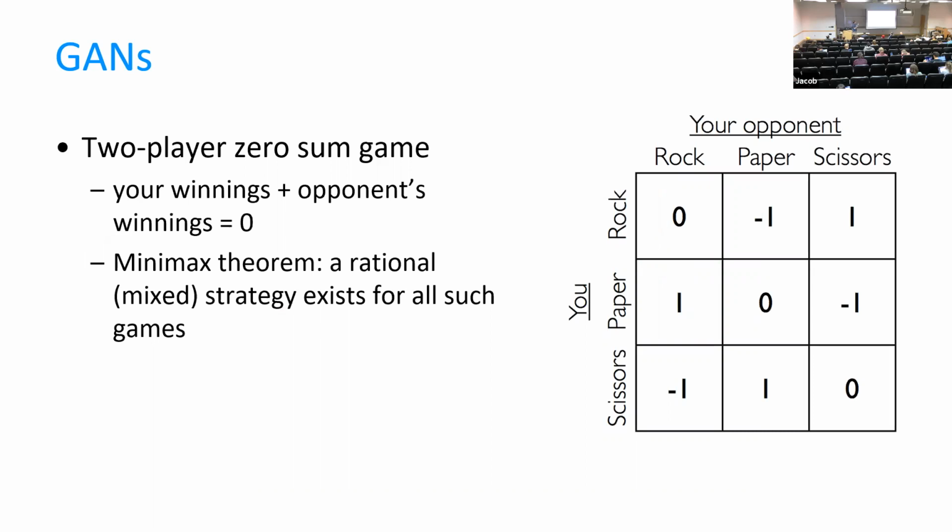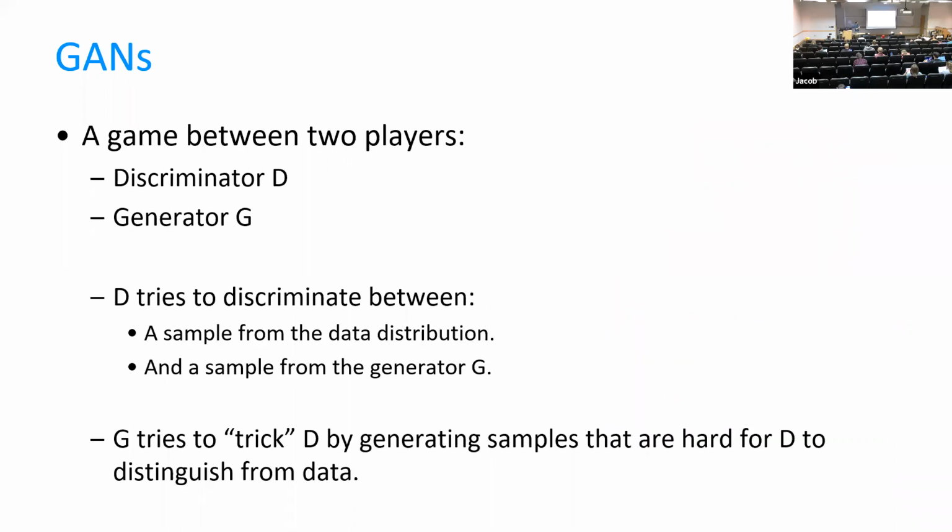So we are going to set up a 2-player zero-sum game between a generator and what we will call a discriminator. We're going to basically train 2 neural networks to compete with each other. A zero-sum game comes from game theory, and it is a map of decisions for you and your opponent, where your and your opponent's winnings sum to 0. And the minimax theorem says that a rational mixed strategy exists for all such games. So based on that, we're going to set up this discriminator D and generator G.